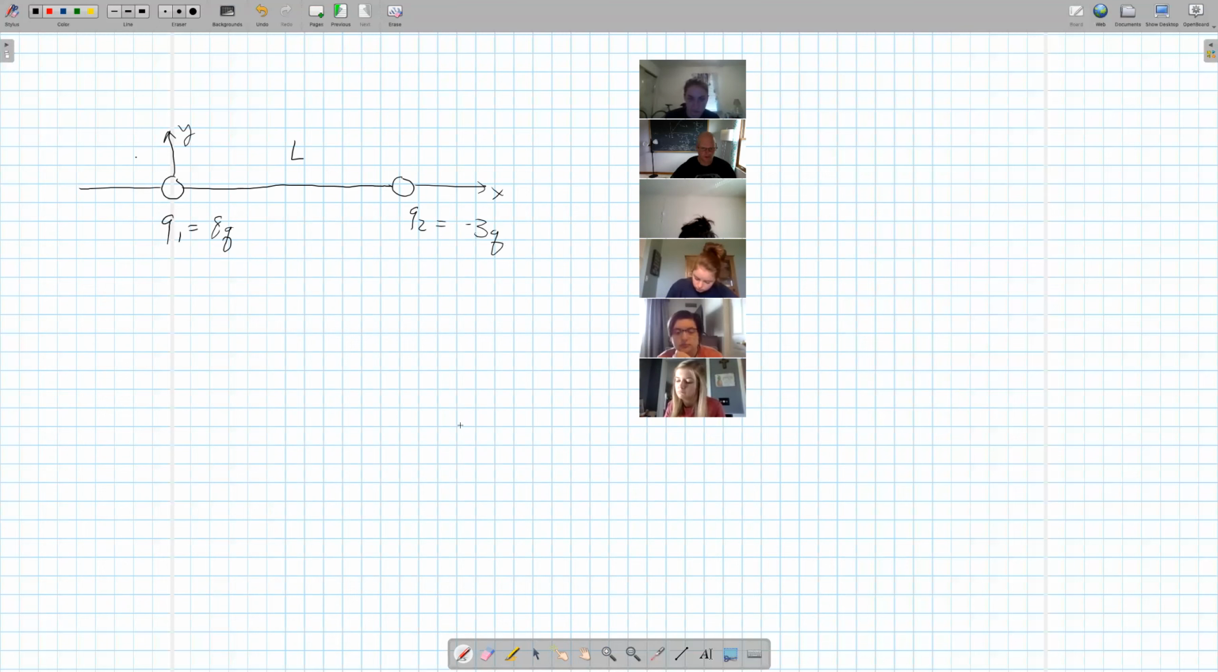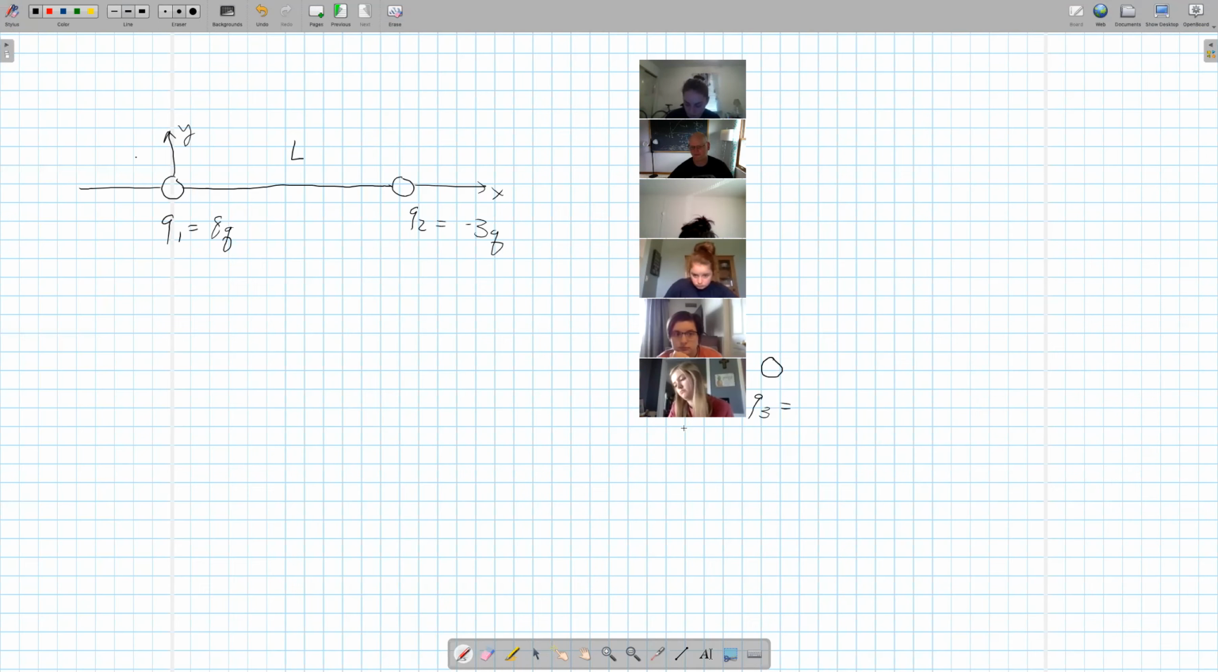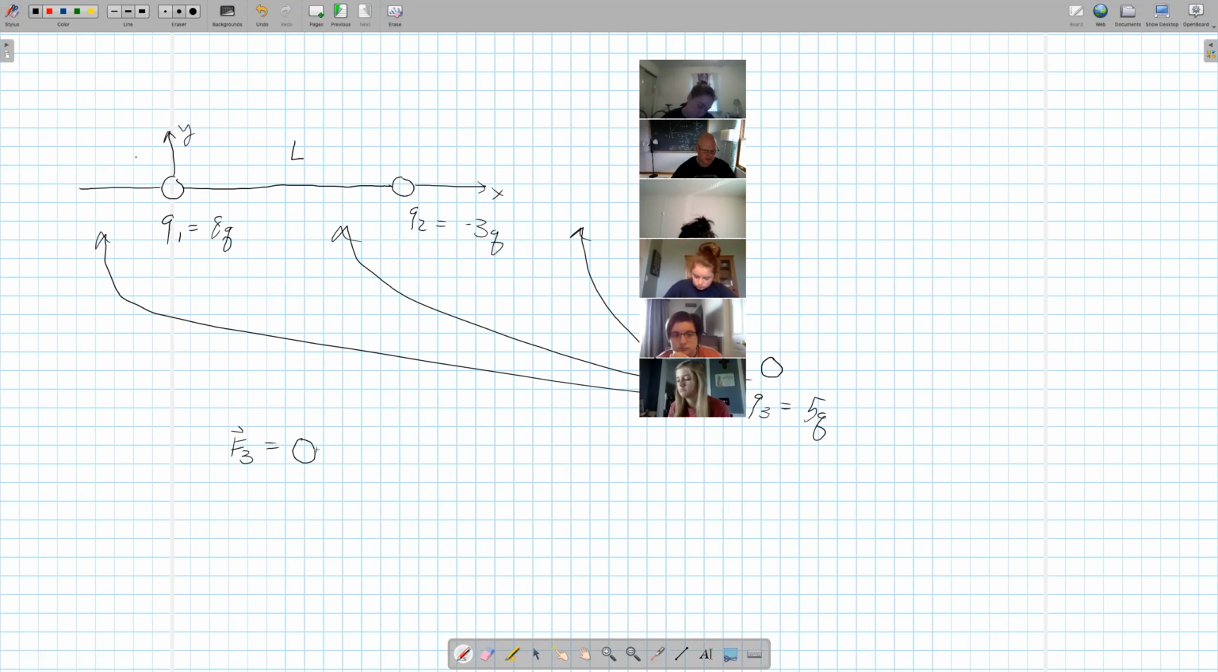So now what we want to do is take some other charge out here. Let's call that Q3, which has a charge of 5 times Q. And we want to know where I can move this to, either somewhere here or somewhere here, so that the total force on the third charge is equal to 0. So this is what we want: the net force on charge 3 is equal to 0.